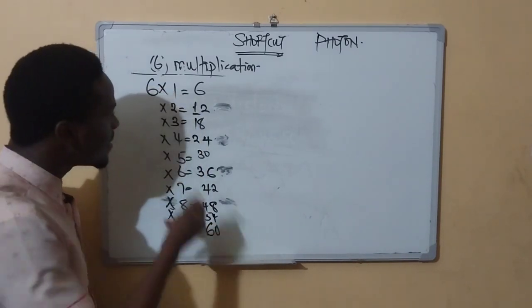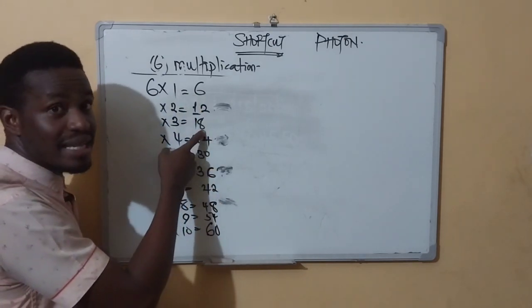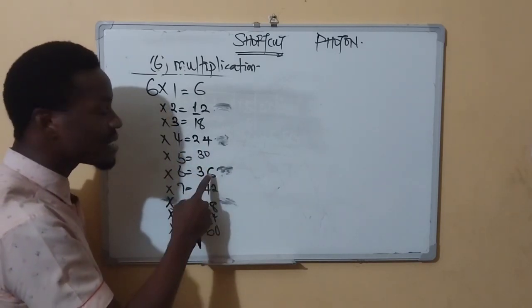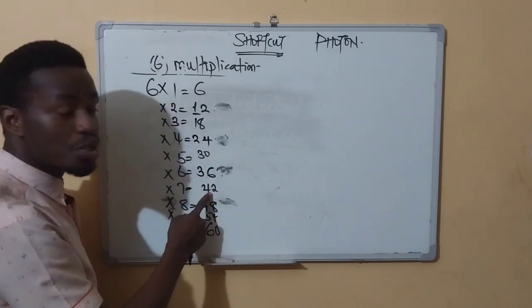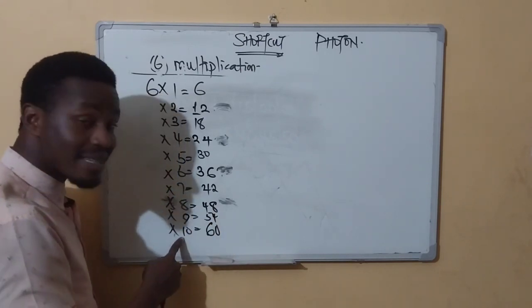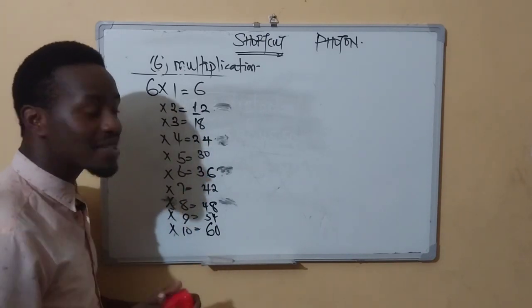And there you have it. 6 times 1 is 6. Times 2 is 12. Times 3 is 18. Times 4 is 24. Times 5 is 30, times 6 is 36, times 7 is 42, times 8 is 48, times 9 is 54, and 6 times 10 is 60. Like I said, it's a journey we have to conclude.